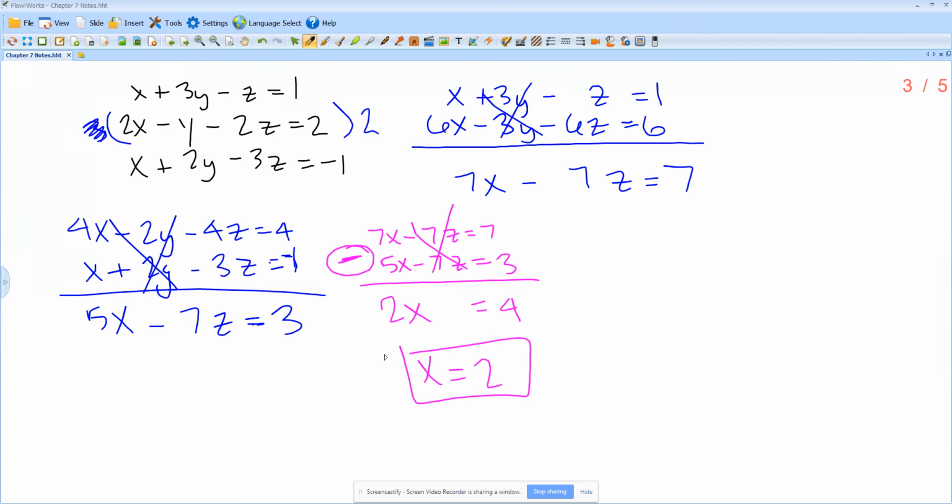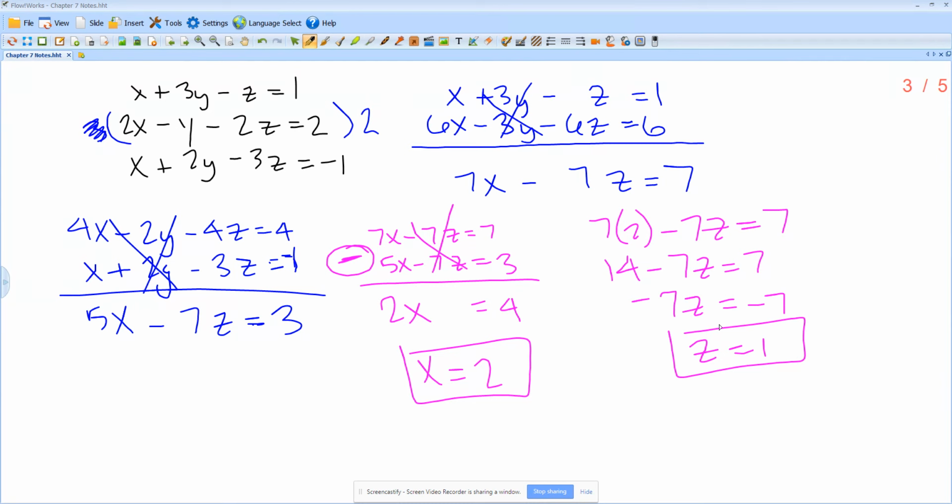Once I have x, I can go to either of these 2 equations and substitute in. I'll just pick this one. 7 times 2 minus 7z equals 7. So 14 minus 7z equals 7. -7z equals -7. So z equals 1.